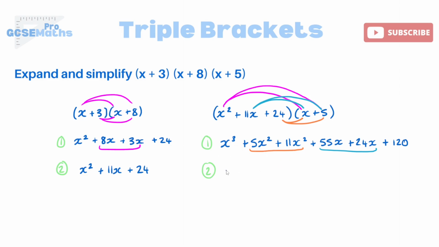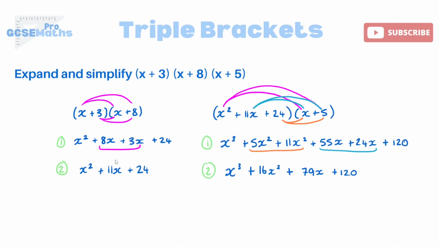So simplifying, obviously I have x cubed, there's no other x cubes there to add it to. 5x squared plus 11x squared, so that's 16x squared overall. Then I've got 55x plus 24x, which gives me 79x. And then, as you know, normally there's just a number at the end, 120. So it does simplify down to 4 terms normally, unless any of them happen to cancel themselves out. So your final answer is x cubed plus 16x squared plus 79x plus 120. We basically just have an extra term compared to the double brackets, don't we?